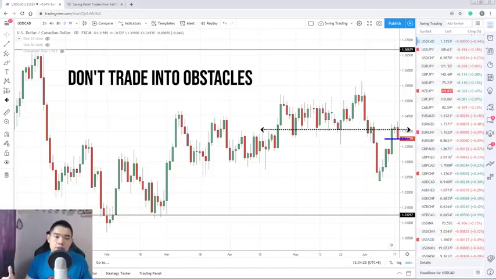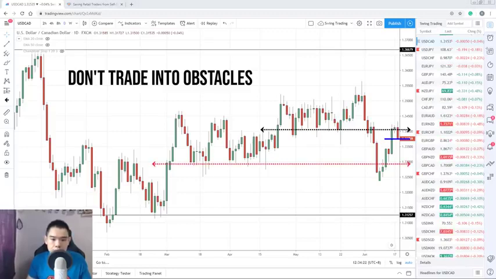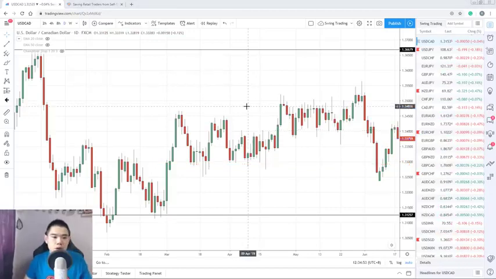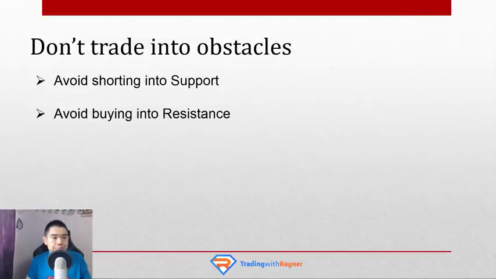Ask yourself, where is the nearest obstacle on this chart right now? If you ask me, the nearest obstacle is possibly at this area or level over here, at this point. So from your entry point to the first obstacle, there is enough meat in the move to justify taking the trade. And these are the things that you want to look out for, whether there is enough meat in the move to justify taking the trade. Okay, so this is what I mean by, don't trade into obstacles. And this is the third thing that I want to share with you. Avoid shorting into support, avoid buying into resistance.